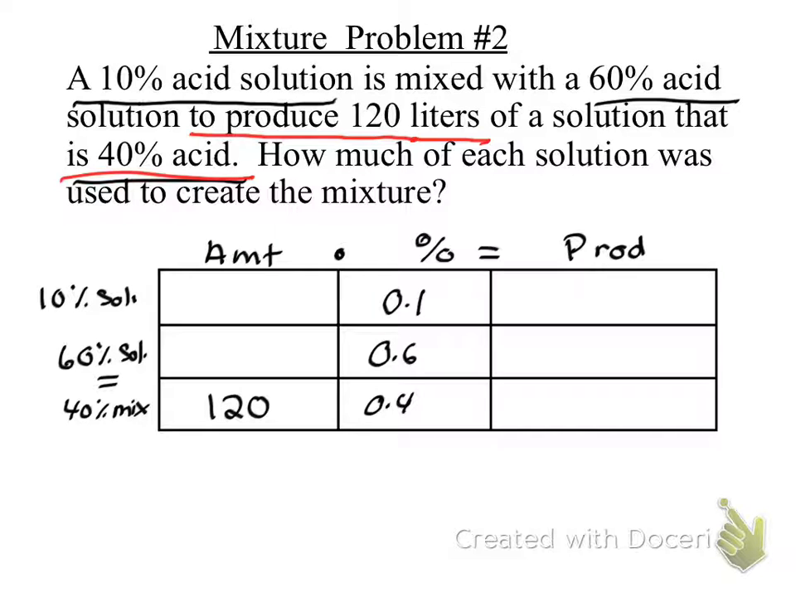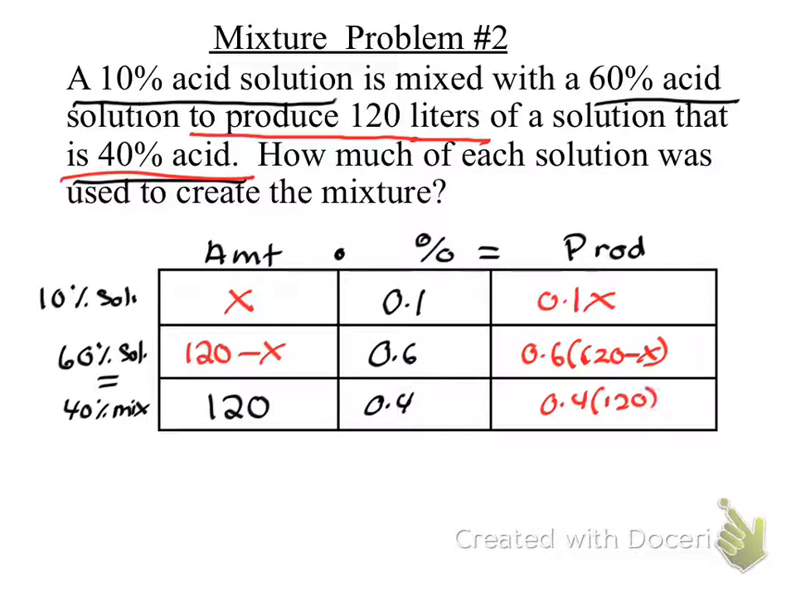what am I calling the 10% solution? Do we know how much there is? No. So what do we call it? X. And what do we call the 60%? 120 minus X. Perfect. Okay, multiply across. I get 0 and 1/10 X. I'm getting 0 and 6/10 times 120 minus X equals 0 and 4/10 times 120. So 0 and 1/10 X plus 0 and 6/10 times 120 minus X equals 0 and 4/10 times 120.